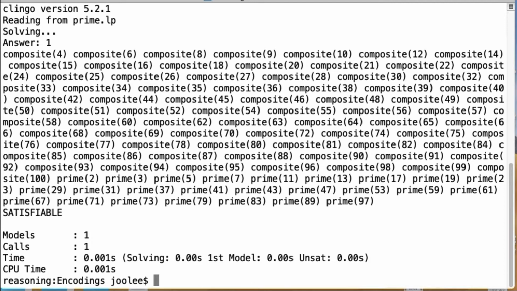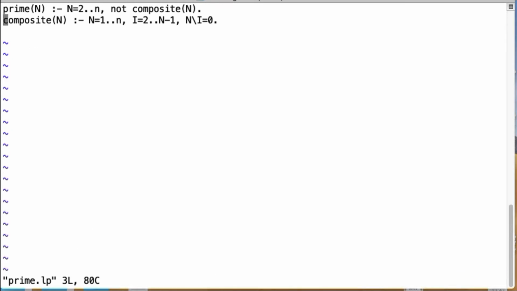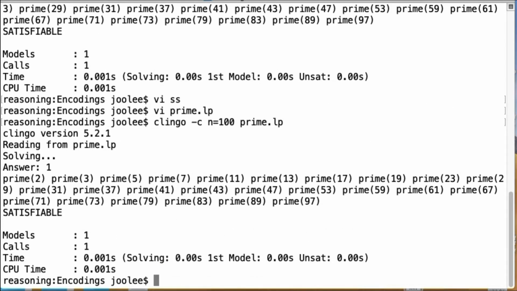Okay, of course, you can suppress the output of these composites. How do we do that? Do you remember what we did? Yeah, we use the directive show prime. Okay, and if I do this, I get only prime as output. Okay, good.